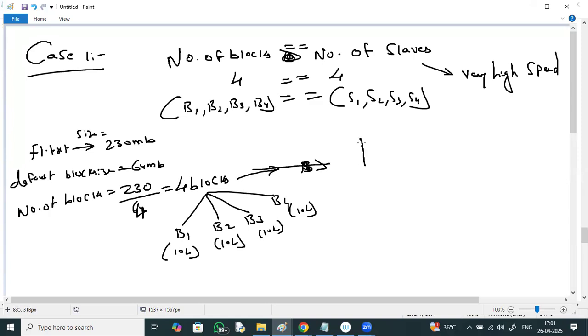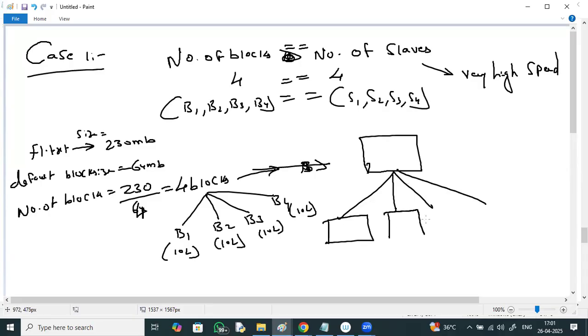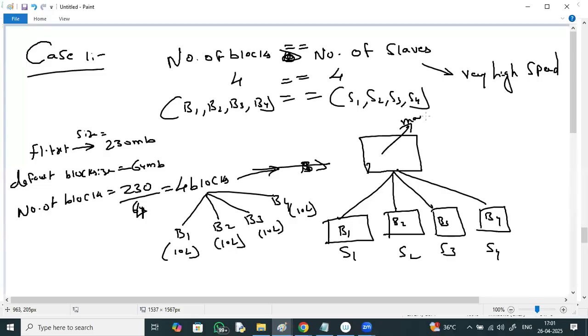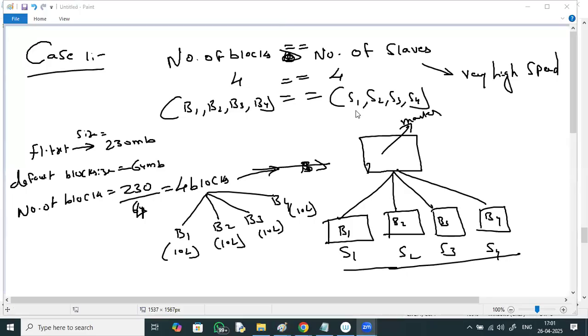Here this is your master, and think you have got 4 slaves: slave 1, slave 2, slave 3, slave 4. B1 is stored here, which has 10 lakh records, then B2, B3, B4. This is your master, and these are your slaves. Slaves will store your data, and slaves are going to process your data.